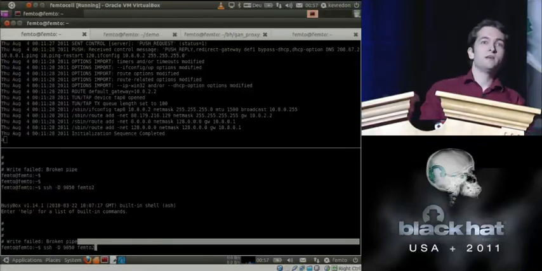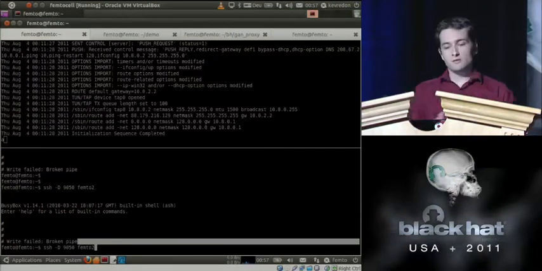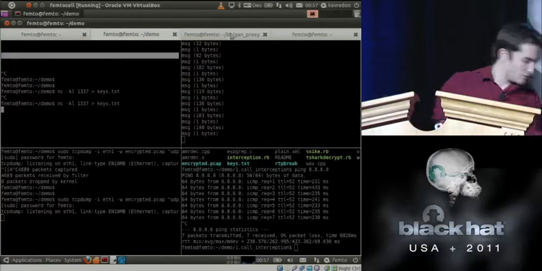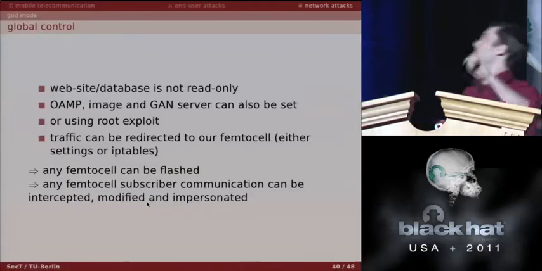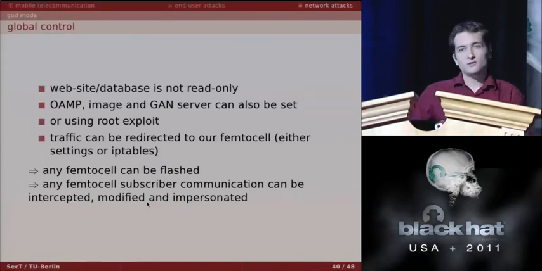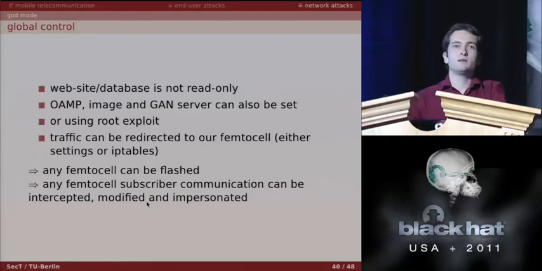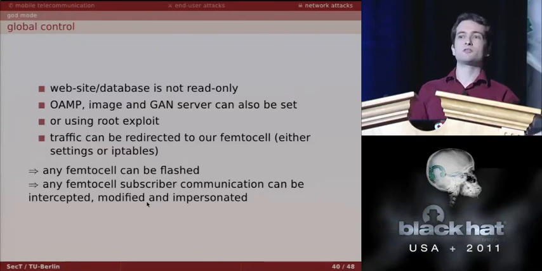We could also say, don't use the GAN controller from the operator, but use our GAN proxy. We could tell all the femtocells to use our GAN proxy, and then the demos we tried to do, like intercepting, injecting traffic, SMS modification, we could do it on all other femtocells and all other subscribers that are booked under those femtocells, even masquerading as other subscribers.